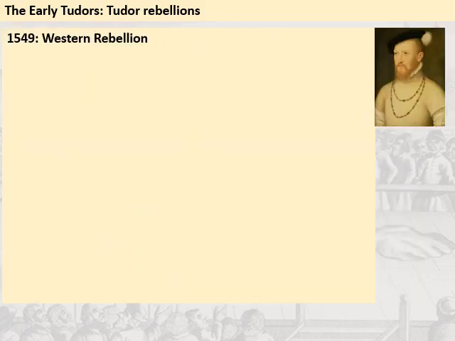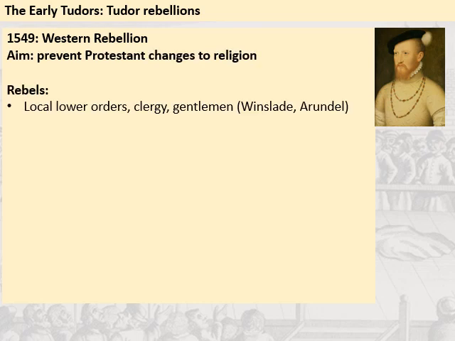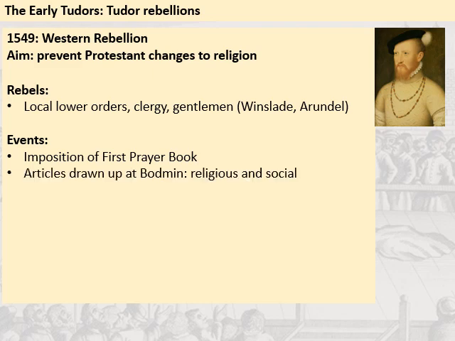So let's look firstly at the Western Rebellion, also the Prayer Book Rebellion. This is an attempt to prevent Protestant changes to religion. It's a rebellion that comes from the lower orders, with also involvement from local clergy and gentry. Its short-term cause is the imposition of Thomas Cranmer's first prayer book, which had affected the way that church services were to be conducted, and it was along reformed lines.